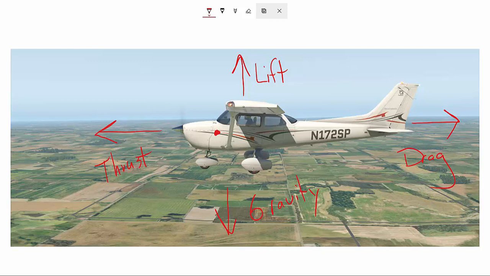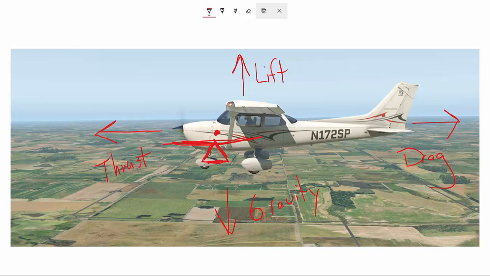Another way to say that is if we can think of the airplane like a teeter-totter, the center of gravity is the point where if we tried to balance the airplane on a fulcrum like a teeter-totter, it would not tip nose up or nose down. It would balance there perfectly, just like that.